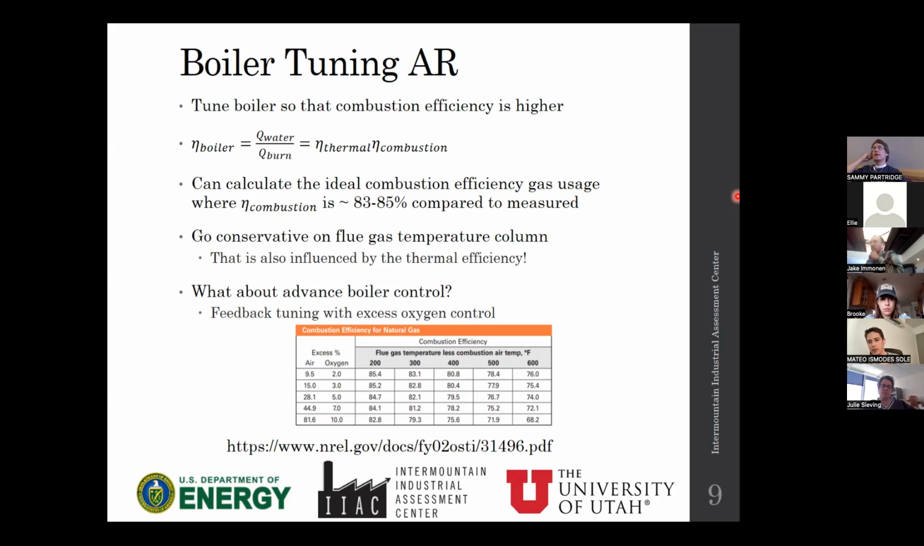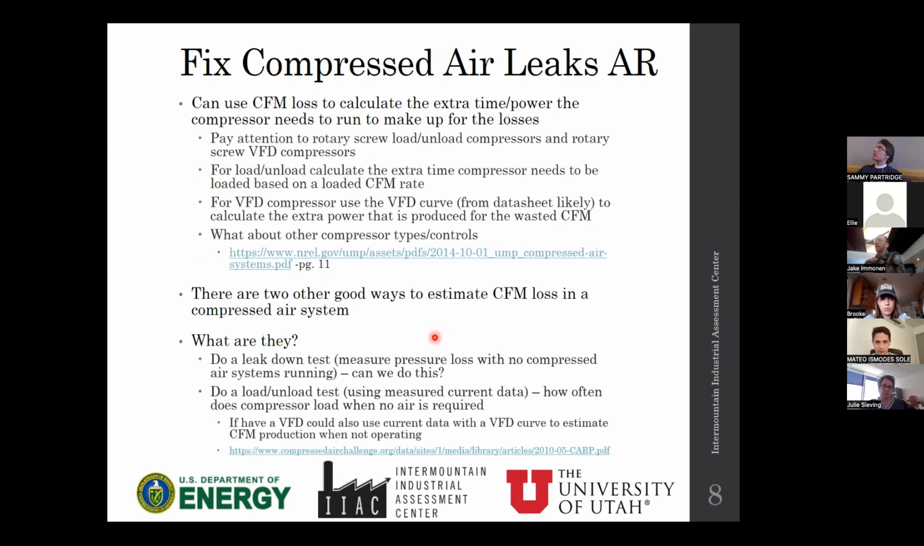Yeah, I think that goes back to just being aware that going from CFM to kilowatt hours saved is not the same for every compressor and every compressor control type. And I've never dealt with that type of compressor, nor am I a compressor expert, so I don't know if I can say more than that.